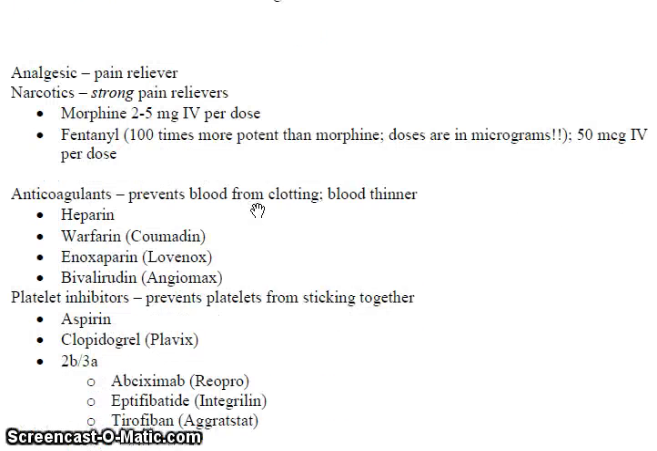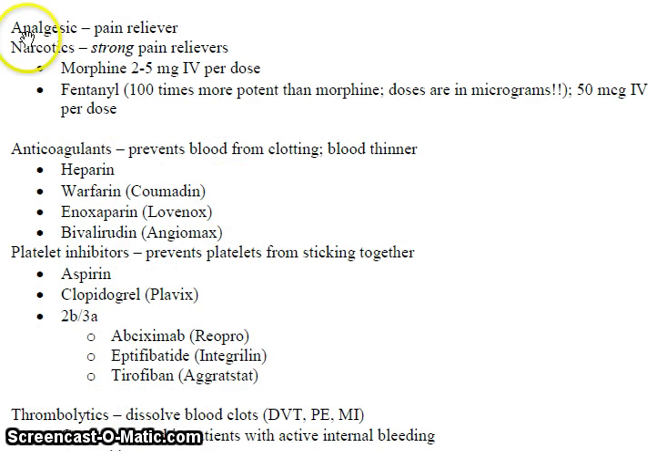So moving on now to different types of medications. The analgesic is a pain reliever. Narcotic is a strong pain reliever. Some common ones are morphine, which is 2 to 5 milligrams IV per dose, or fentanyl. Keep in mind that fentanyl is 100 times more potent than morphine, so doses are in micrograms. So you would use 50 micrograms IV per dose.